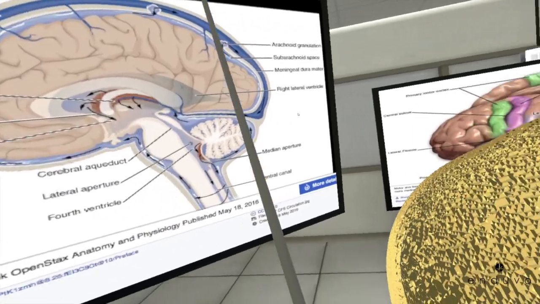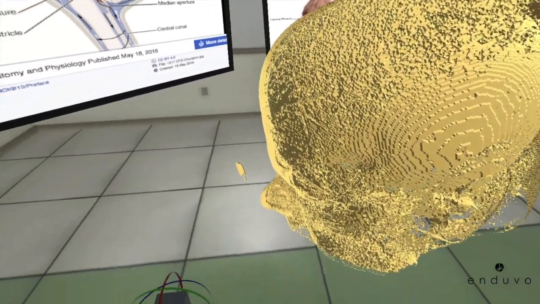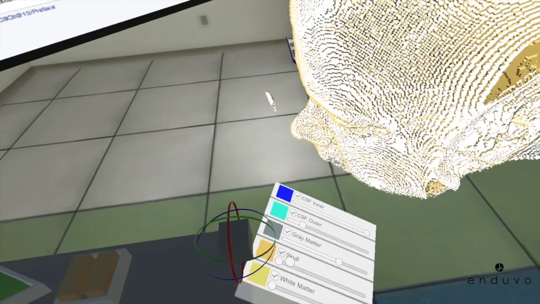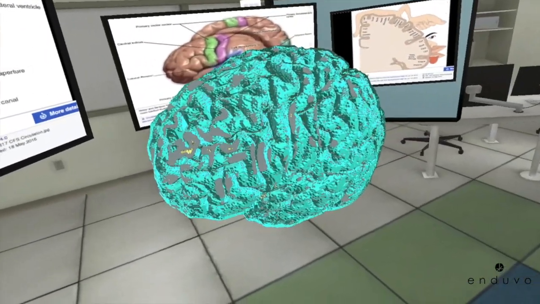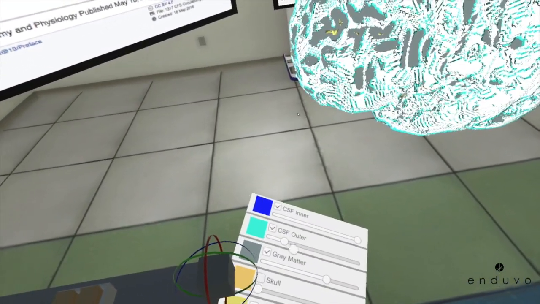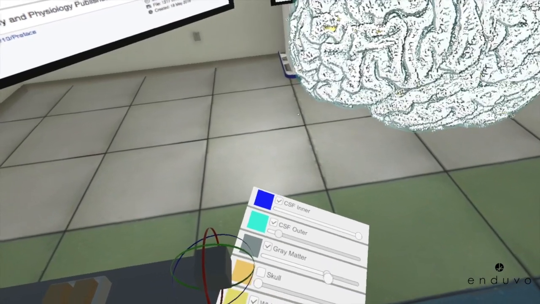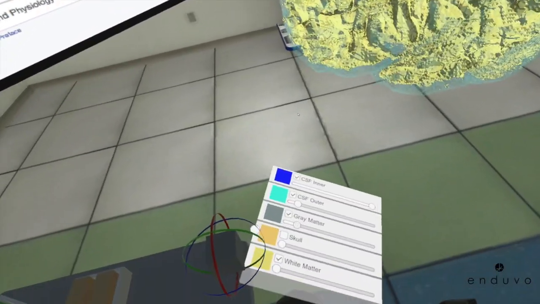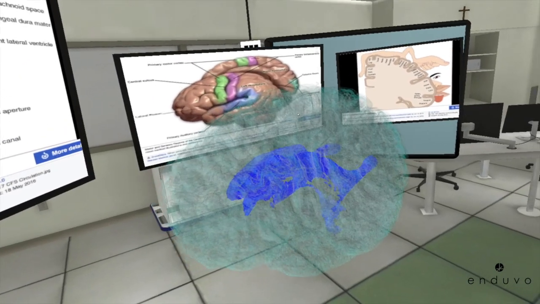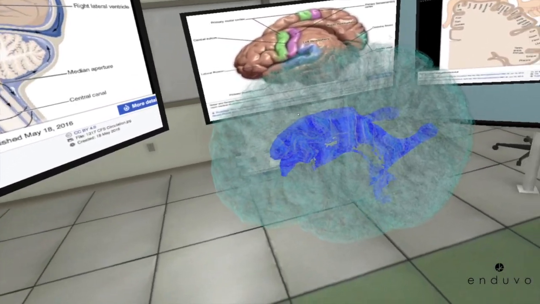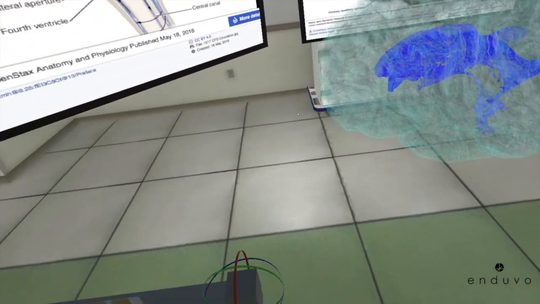So to see that better, we're going to look at it in 3D. And so we have here a head model where we can turn the skull off, and we're left with the brain underneath. And let me just make the brain transparent here. And you can see the cerebrospinal fluid pathways in the brain, and we're going to look at those in some detail.